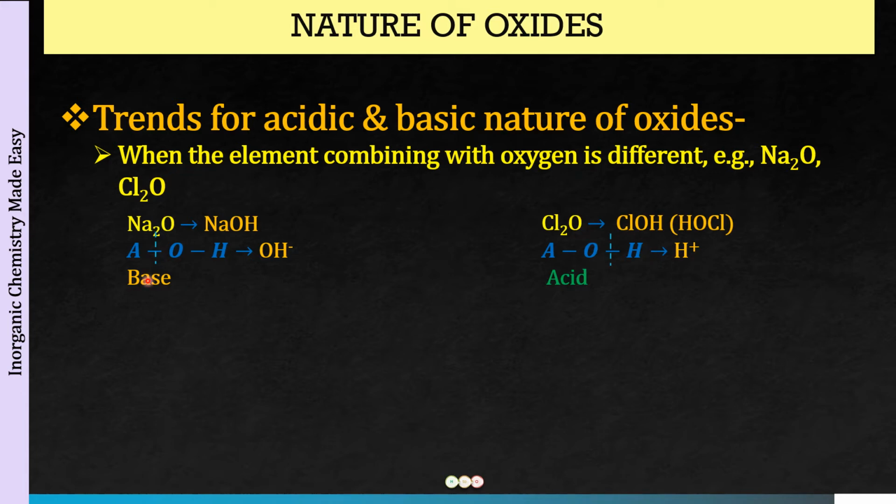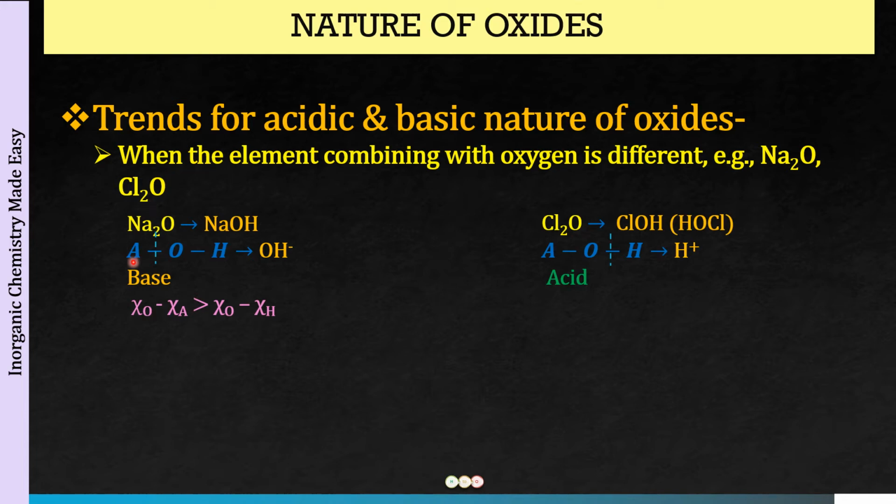The answer to that is the electronegativity difference of these elements. If the electronegativity difference between oxygen and the element A is greater than the electronegativity difference of oxygen and hydrogen, so when this difference is more over here, this means that oxygen will be exerting a greater electronegativity effect on this shared pair of electrons. It is going to pull the electron pair towards itself.